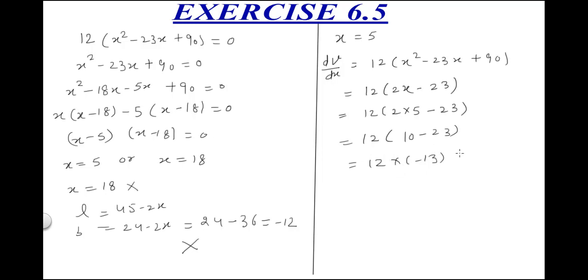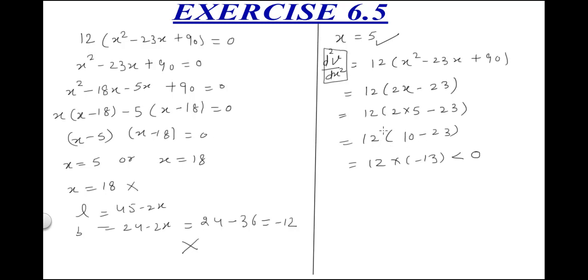You see, we are going to get a negative answer which is less than 0. Hence, we get the second order derivative of the volume V as less than 0. Hence, we have proved that the volume is maximum at x equals 5. So, from each corner, a square of side 5 centimeter should be cut off, and then we can form a box which has the maximum volume.